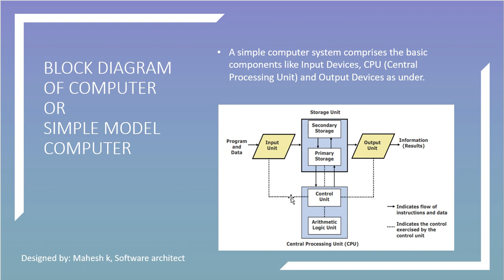The dotted lines display the actions of the control unit, and the bold arrows show how data and instructions flow. First it comes from the input, then it goes to primary storage, then it comes to control, then it goes back to the storage, then it goes to the output. So this is the overall processing of the block diagram from input, processing and output. Okay, I hope it's clear.